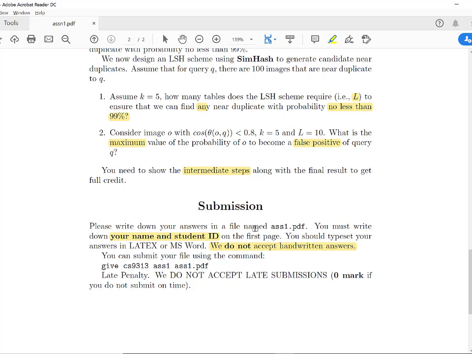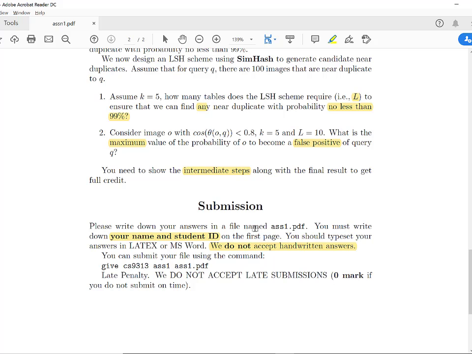All right, so that's pretty much all I need to say about the assignment before the submission deadline. And good luck with the assignment.